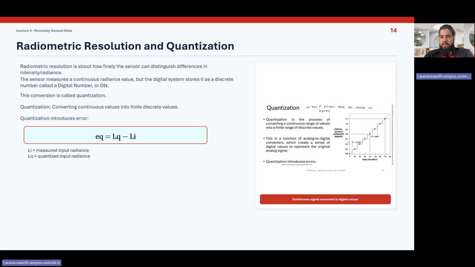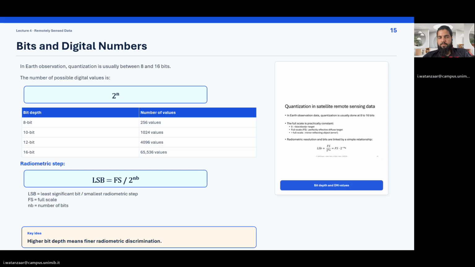So we are comparing them in the radiometric, comparing the total intensity with the captured intensity, and it becomes a continuous number. But when we want to save it in the computer, it cannot be saved as a continuous value; it should be a discrete number, a digital number. The conversion from continuous radiance values into the digital number is called quantization, and it can introduce an error. We have seen the error is EQ equals LQ minus LI, the quantized input radiance minus the measured input radiance.